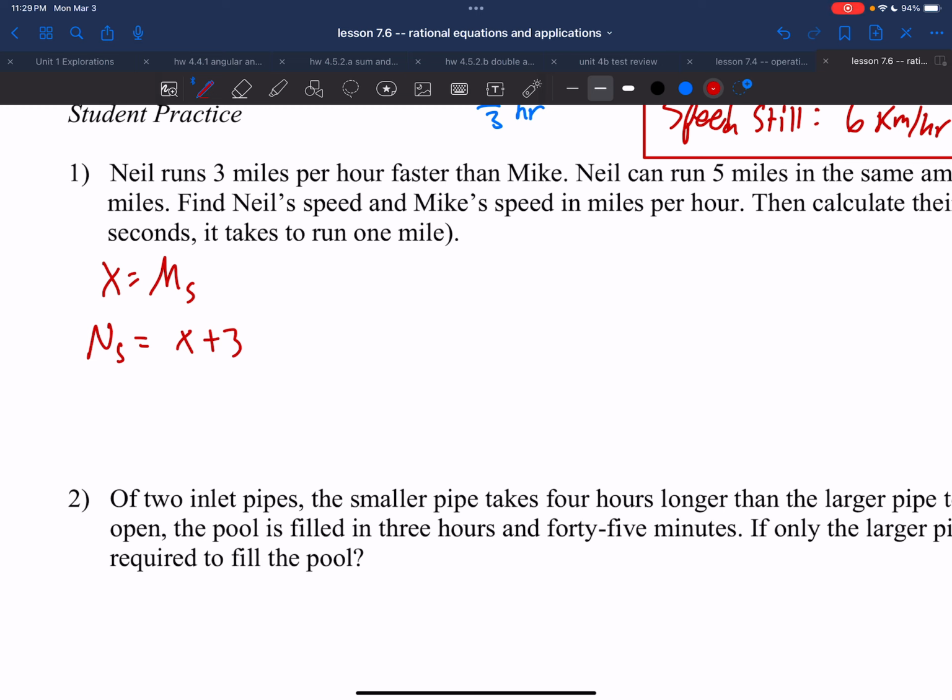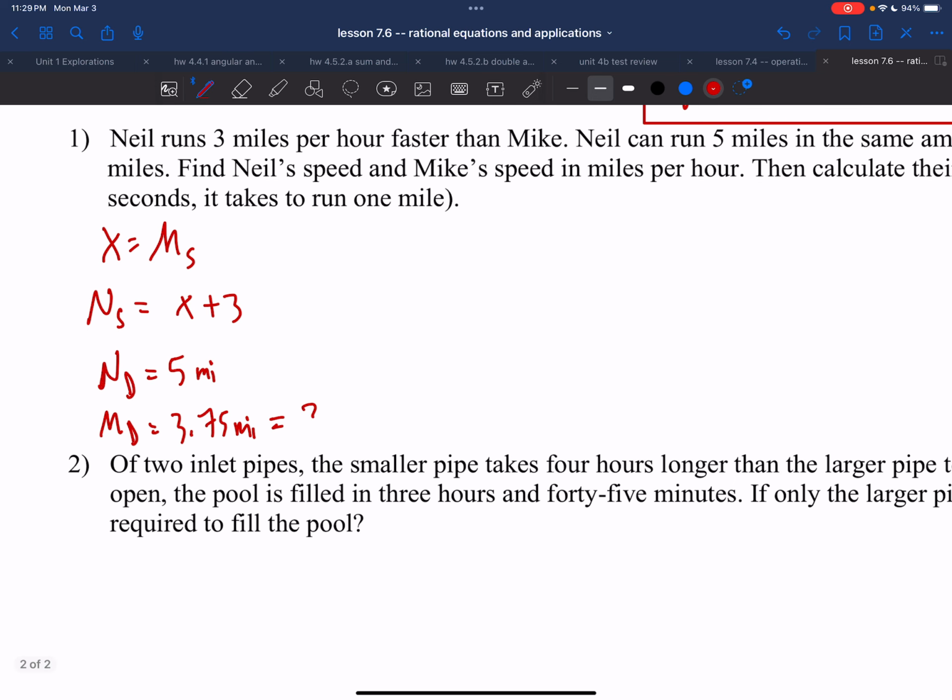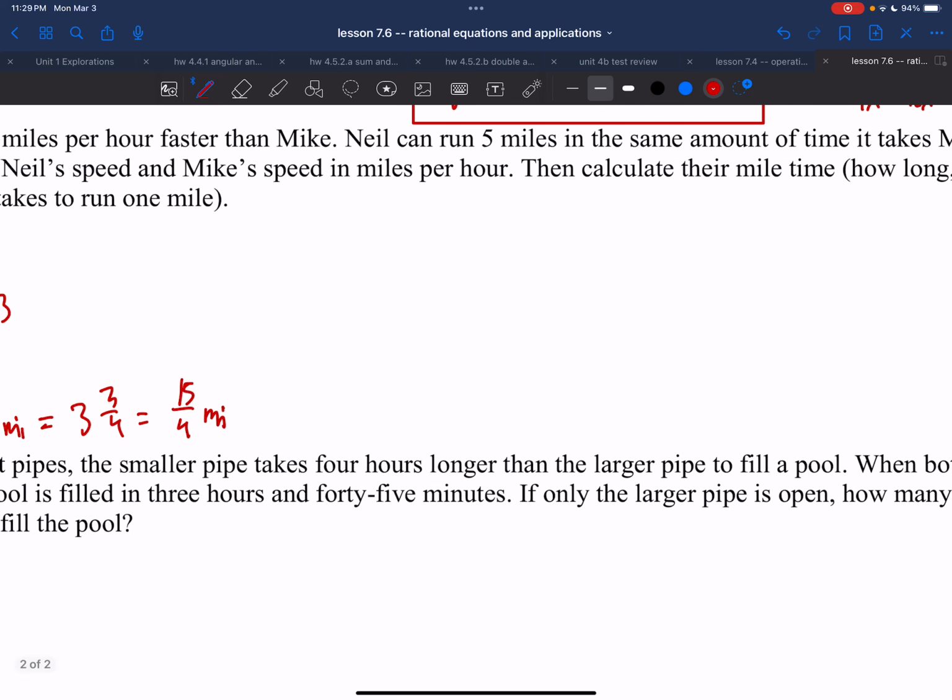What do I know about their distance? Well, Neil's distance was 5 miles, and Mike's distance was 3.75 miles. 3.75 miles is the same as 3 3/4 of a mile, which comes out to 15/4 miles. Okay, that might be important. That way I have a ratio, a fraction expression here. Okay, so that handles distance and speed. The last component is time. What do I know about time?